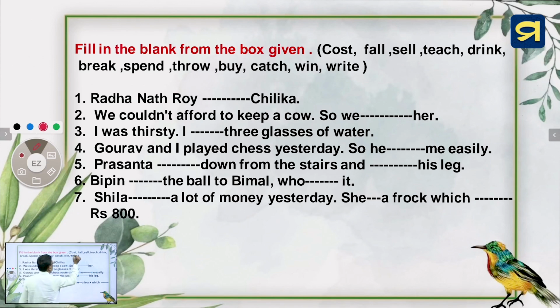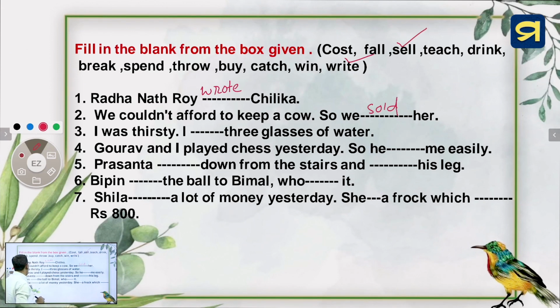You see, this is the verb, right. So, which tense is used? Wrote. W-R-O-T-E, wrote. Why? Because Radhanath Rai is not alive, he is dead. We couldn't afford to keep a cow, so we sold her. You see, that's why we have sold her.